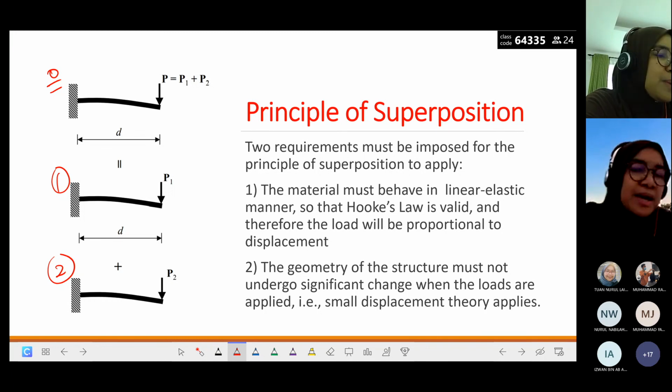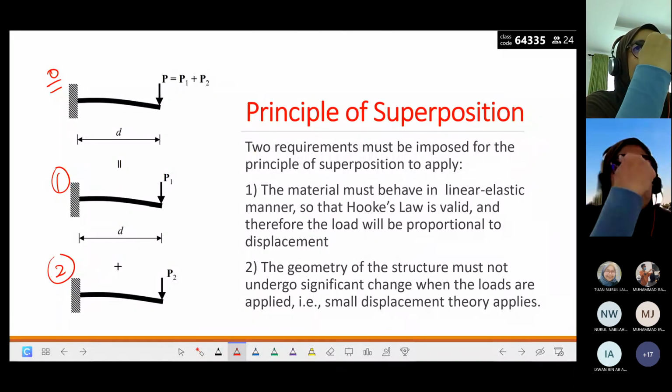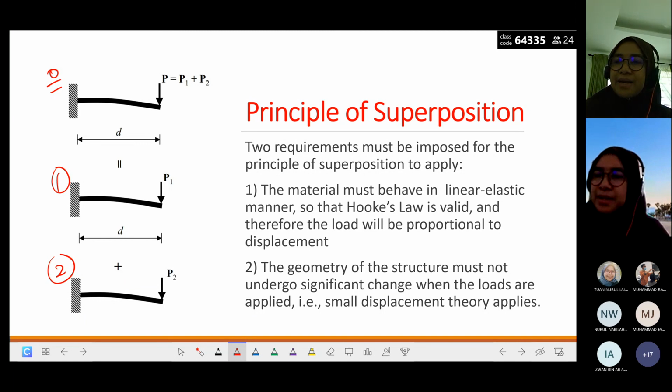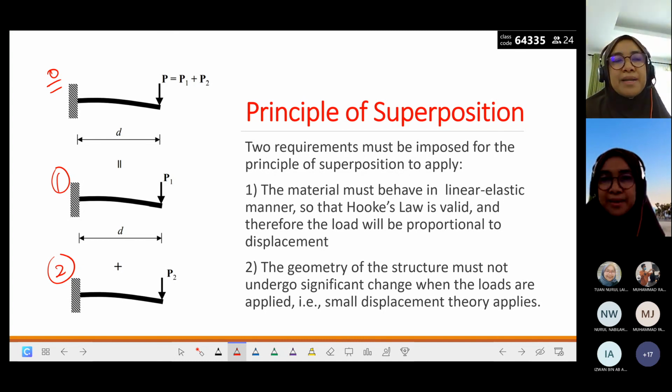You used the UTM machine, and from the UTM machine you get a graph. The machine pulls until the specimen breaks, and at the same time it is linked to a computer, which plots a graph. So that experiment is actually for you to understand this principle, Hooke's law. It must behave in an elastic manner so that Hooke's law is valid.